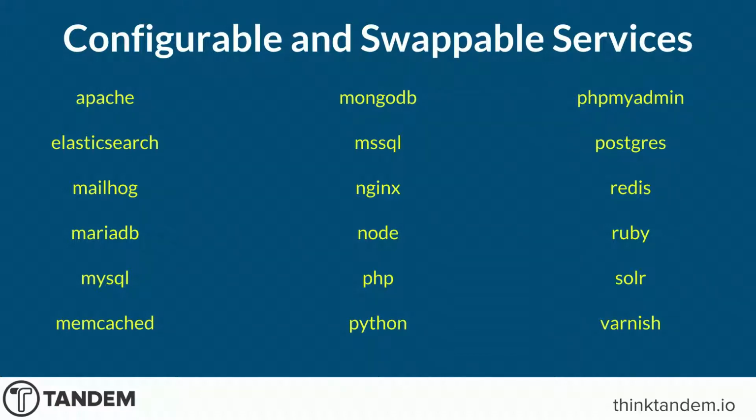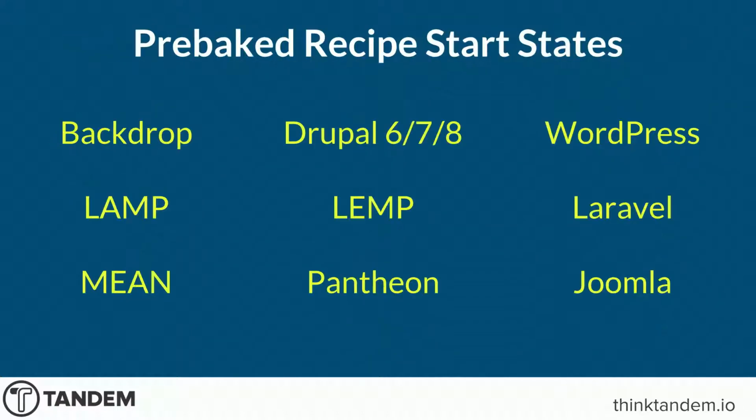Project A can be running PHP 7.1 with Nginx and Postgres. Project B can be running Node 10 with a Elasticsearch backend. All the things are possible.